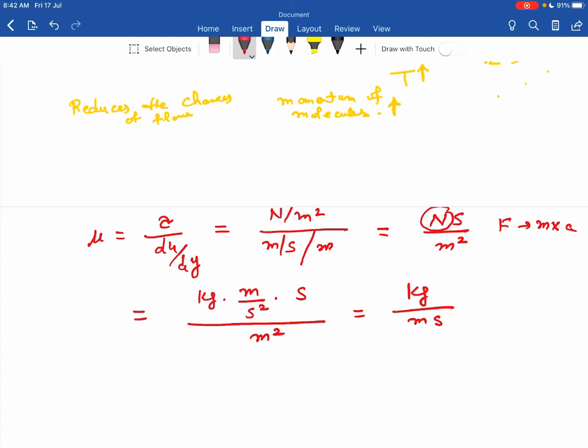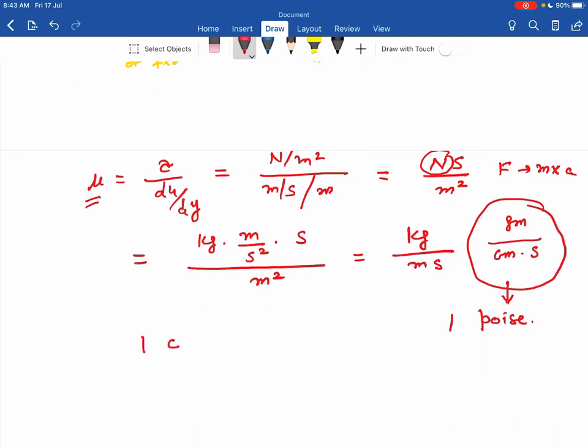When we talk about the CGS unit, kg becomes grams and meter becomes centimeter. So the CGS unit for mu is grams per centimeter per second. This CGS unit for viscosity we call poise. So 1 poise is equal to 1 gram per centimeter per second. Then 1 centipoise is 1/100th part of a poise.